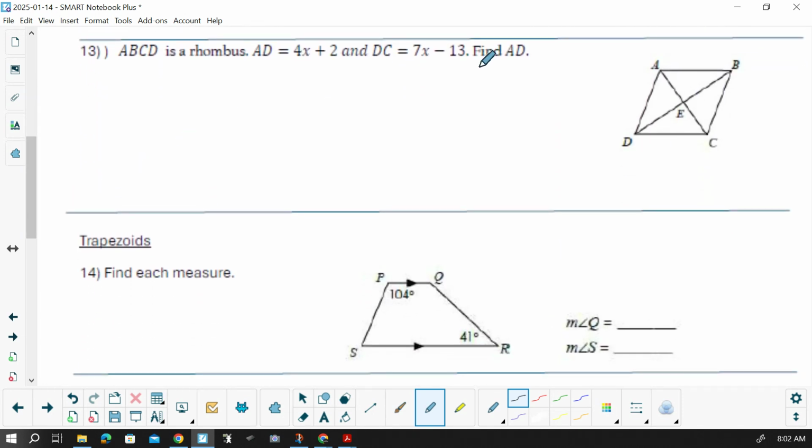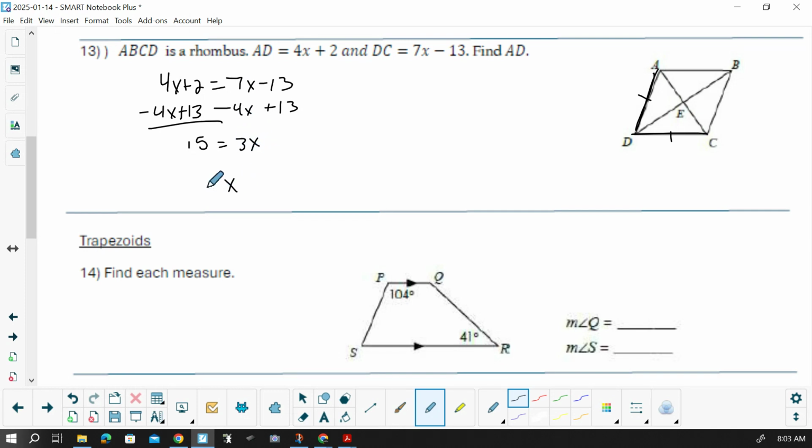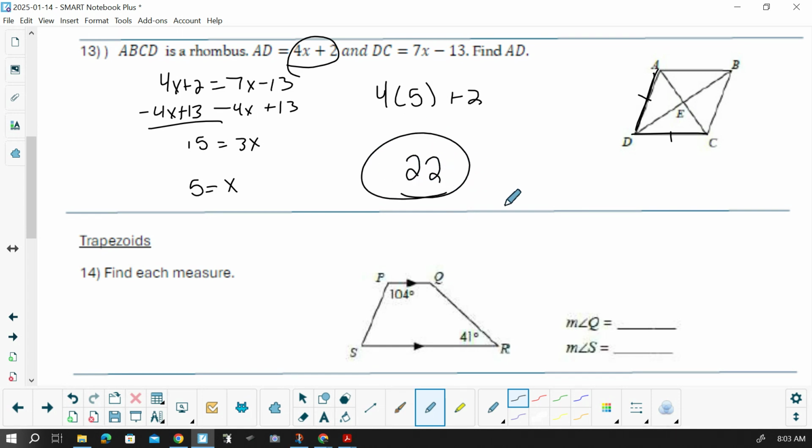Next one. AD, it's this, DC, sides of rhombus equal. 4x plus 2 equals 7x minus 13. Subtract 4x. And while I'm at it, I'm going to add that 13. 13 plus 2 is 15. 7 minus 4, 3. Divide both sides by 3. X equals 5. AD is this one right here. So 4 times x plus 2. My x is a 5. 4 times 5 is 20. 20 plus 2 is 22. There's number 13.